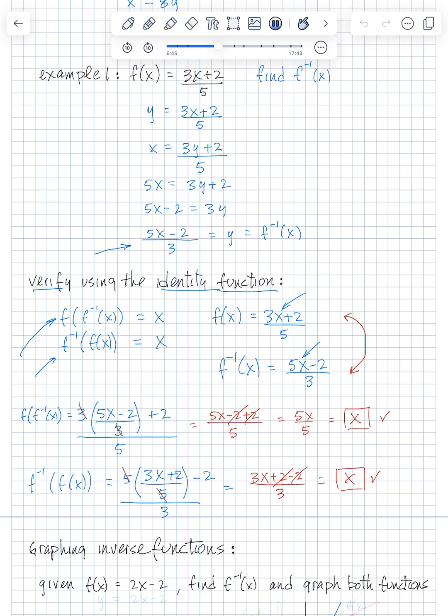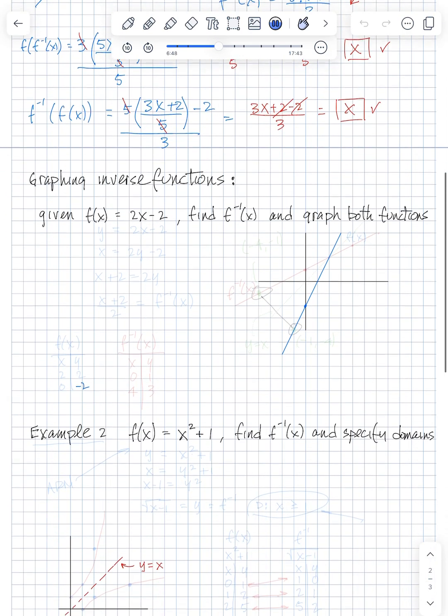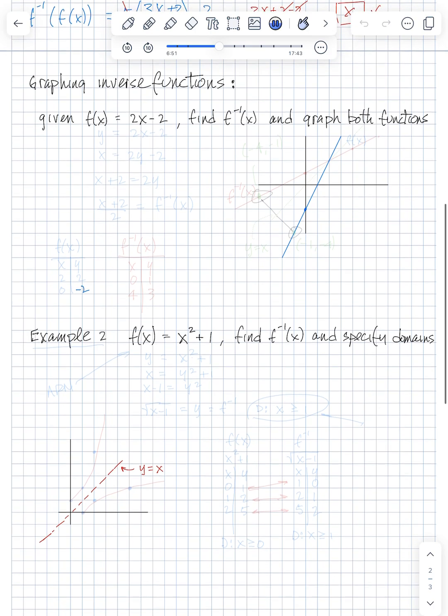Okay, so we're going to graph inverse functions. And we're given f of x is 2x minus 2, so we want to find f inverse of x. And so we'll start off by going y is equal to 2x minus 2, switch the variables, x equals 2y minus 2, solve for y. So we're going to add 2 to both sides. X plus 2 equals 2y, and now we'll divide both sides by 2. X plus 2 over 2, and this is the inverse of x.